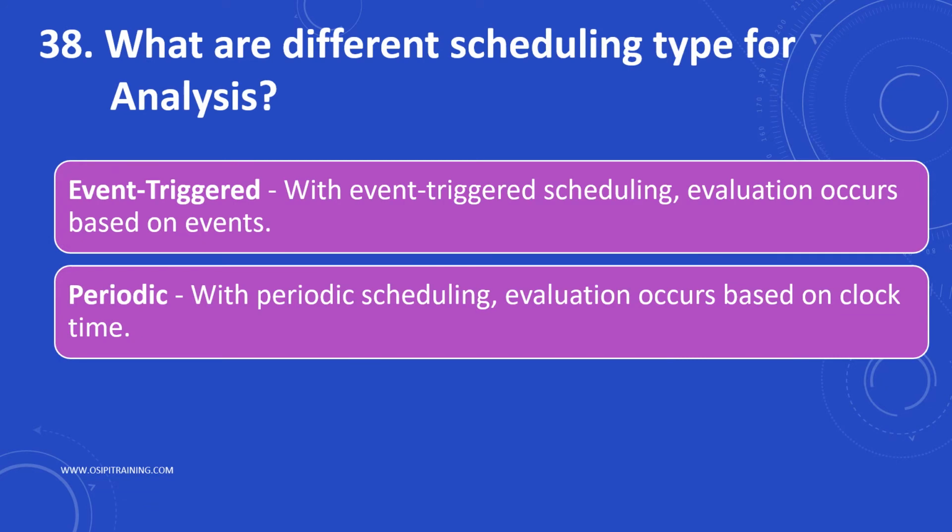What are the different scheduling types for analysis? We have two different scheduling types for analysis, that is event triggered and periodic. In event triggered scheduling, evaluation occurs based on events, while with periodic scheduling, evaluation occurs based on clock time.